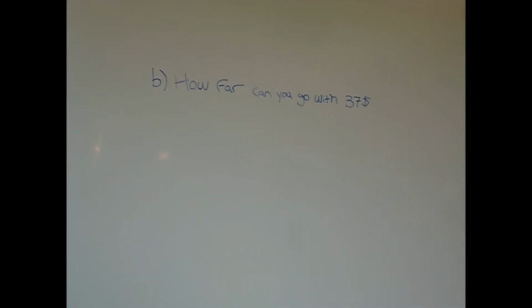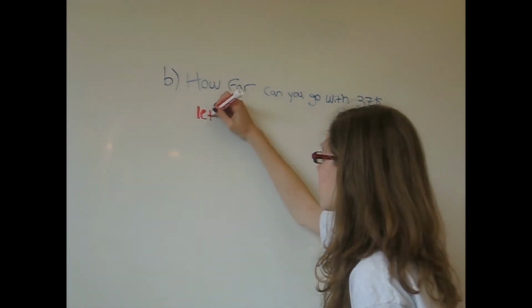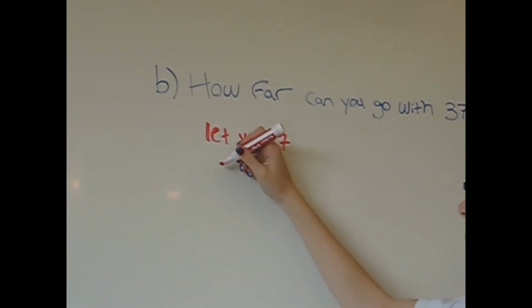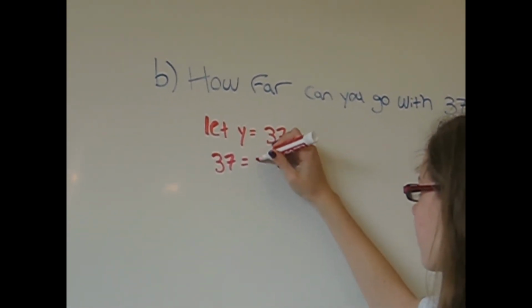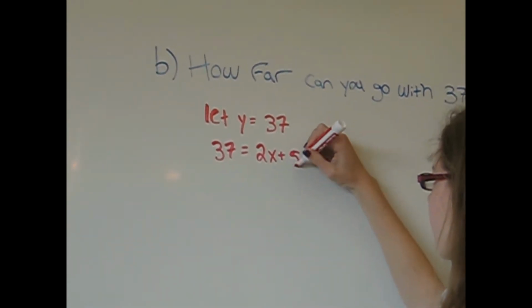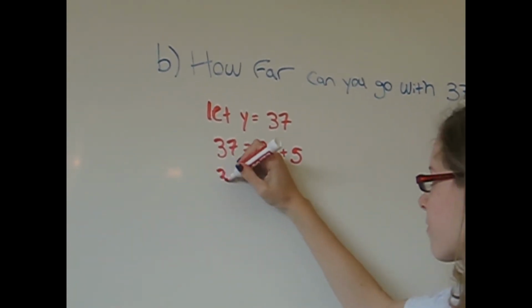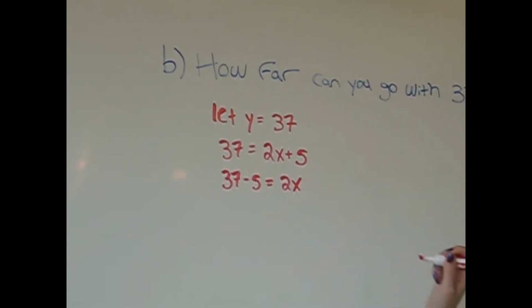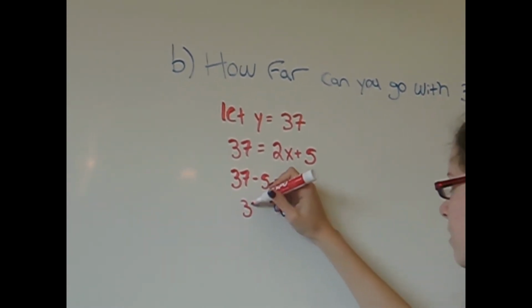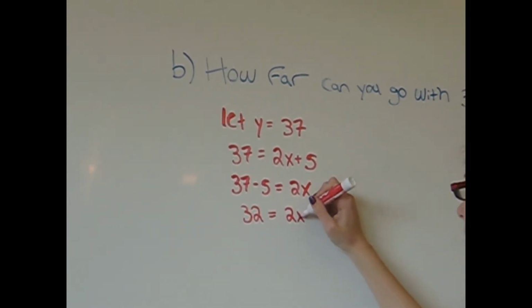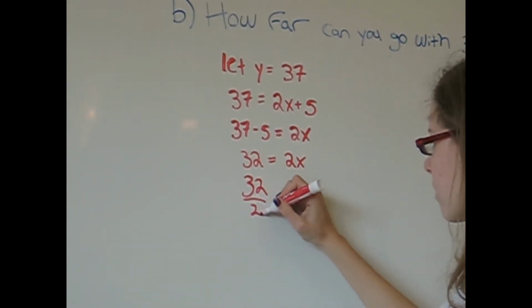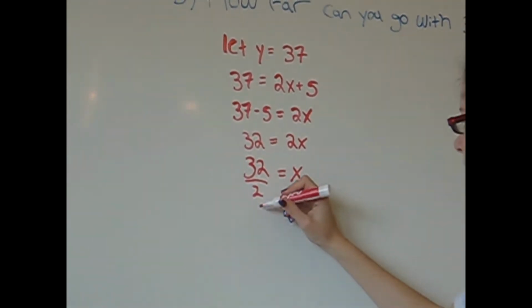B. How far can you go with $37? Let y equal 37. 37 is equal to 2x plus 5. 37 minus 5 equals 2x. 32 equals 2x. To find x, you do 32 divided by 2. And x equals 16 kilometers.